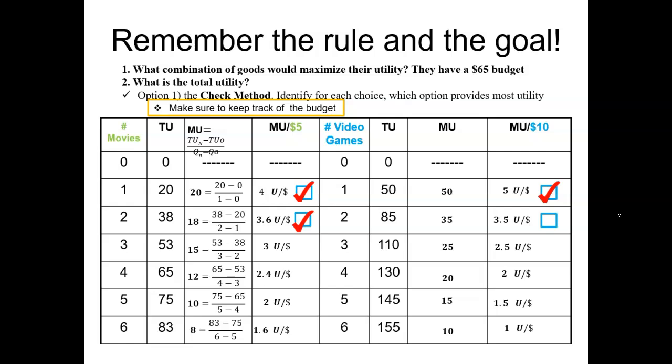Now again, you want to make sure you keep track of your budget. So our budget was $65. So far I've spent, let's see, $5 for movies. So 5 plus 5 is 10, plus one video game for $10, so $20. So yeah, I've kept track of my budget. I still have money to go.